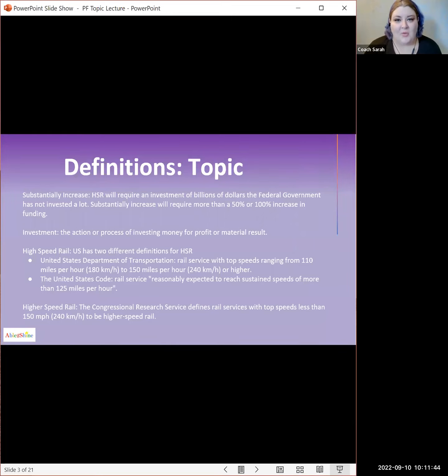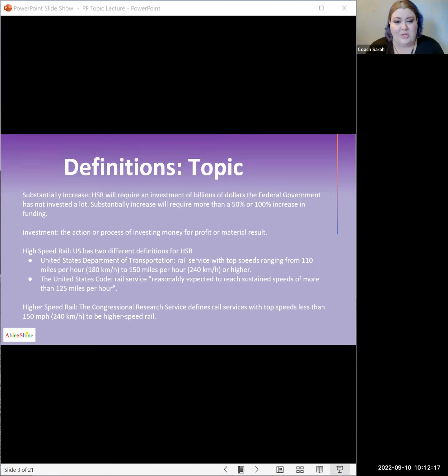So let's start off with definitions just pulled from the topic itself. The first phrase I think we should look at is substantially increase. HSR, or high-speed rail, is going to require a very large investment on the front end from the federal government. Currently, the federal government is not investing a lot of money into this. It's mainly relying on local, city, and state governments to fund any potential projects, which means there's a lot of ground to make up for.